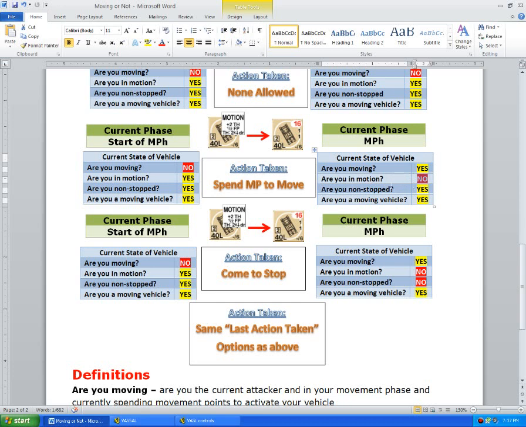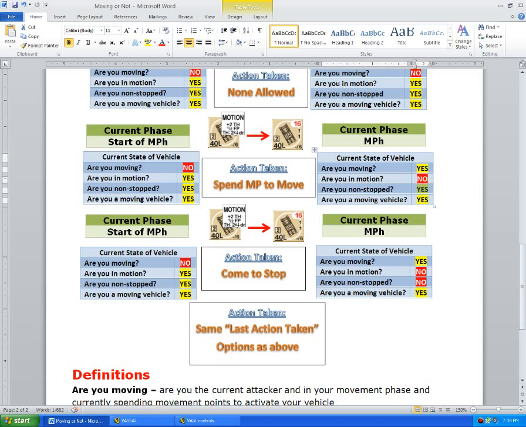Yes, we are non-stopped because we are moving. And I guess I shouldn't use the term moving, because you might think when I say moving, you're referring to one of the other movement options. So that's how it can be rather confusing. In this case, I guess just to say, are we non-stopped? Yes, we are non-stopped because we haven't spent our last movement point to stop.